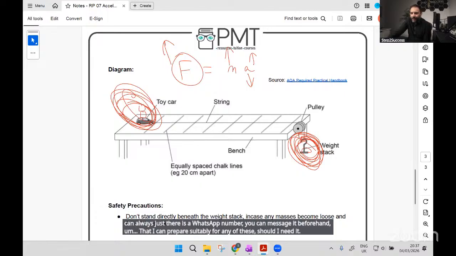You will be doing some chemistry next week. As I say, I think year 10 are going to be doing organic chemistry: crude oil, fractional distillation, stuff like that. Year 11, you'll be doing the chemistry required practicals, which are very exciting.